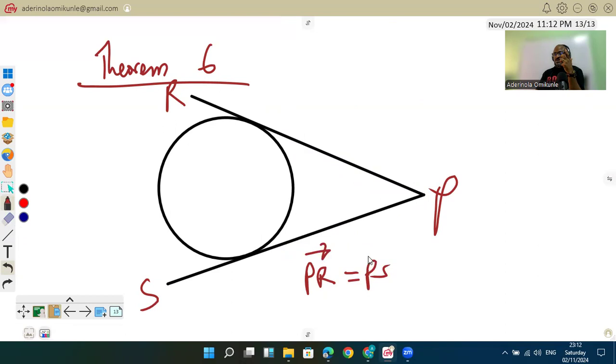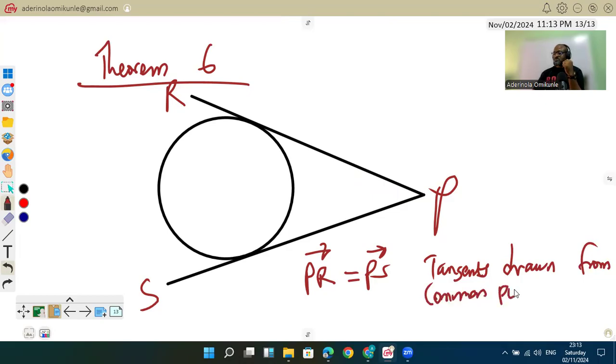And what is the statement? The statement is that tangents drawn from a common point are equal. So if you have 2 tangents that are drawn from the same point, those tangents are equal. You may now ask, okay, how does that affect what we are doing? Something just came to my head. I can actually just work with this. So this is the center of the circle.